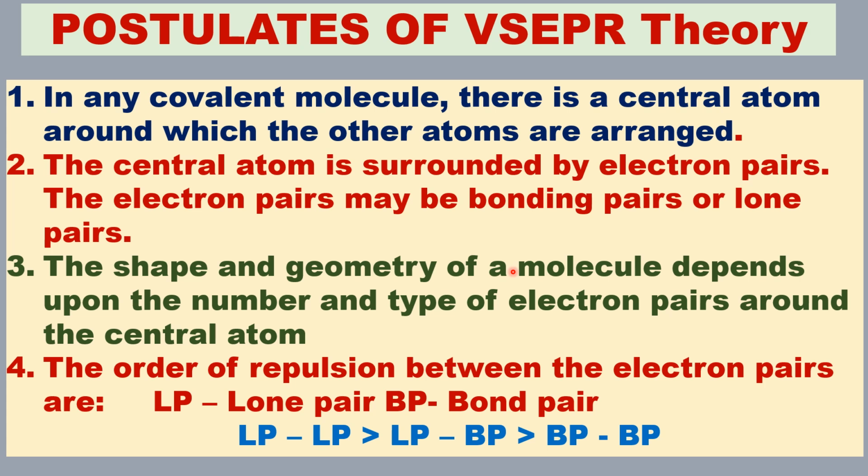The fourth postulate is the order of repulsion between the electron pairs. Lone pair-lone pair repulsion is much greater than lone pair-bond pair repulsion, which is greater than bond pair-bond pair repulsion, because the lone pairs are not involved in bonding, so they are completely exposed. The electron pairs are strongly repelled.